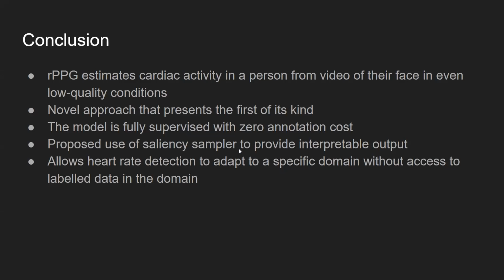So in conclusion, this research paper aims to estimate cardiac activity in a person from video of their face. The proposal presents the first time that deep neural networks have been applied to remote photoplethysmography in a fully supervised manner with zero annotation costs. And this allows the heart rate detection to adapt to a specific domain without access to labeled data in the domain. The researchers also proposed the use of saliency sampler to provide interpretable output to confirm whether the system is behaving as expected.